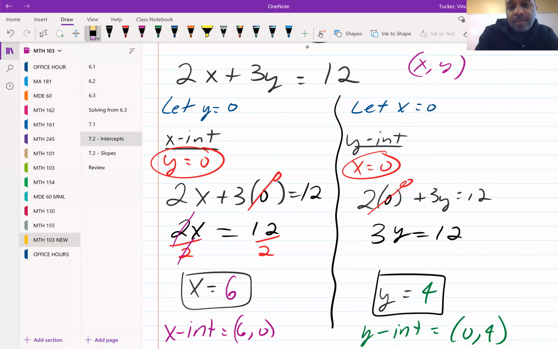And then the same thing happens when you go to your y-intercept, except you're letting x be equal to 0. Plugging in 0 for x, 2 times 0 is 0, leaving you with 3y equal to 12. Divide both sides by 3, and y is equal to 4. So just make sure you set your ordered pair up properly. Don't forget x always comes before y. So that's going to be (0, 4) for your y-intercept. Give you a chance to write that down.